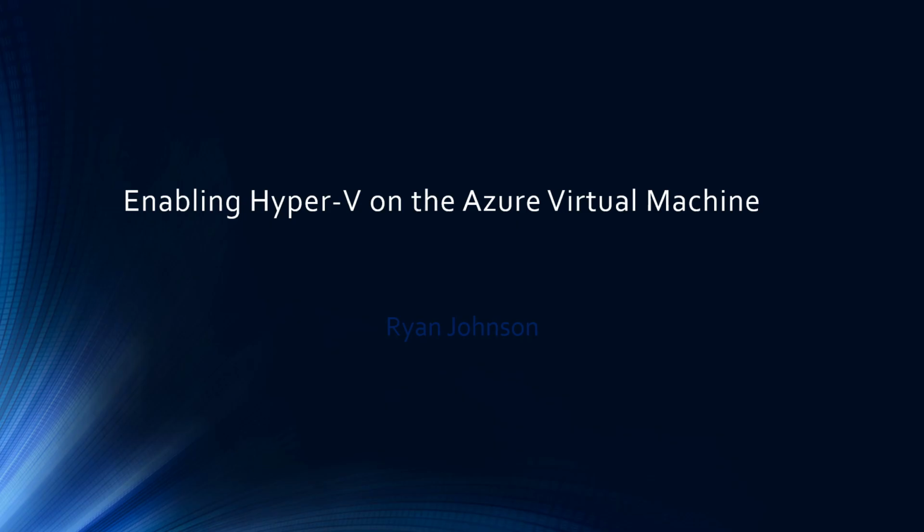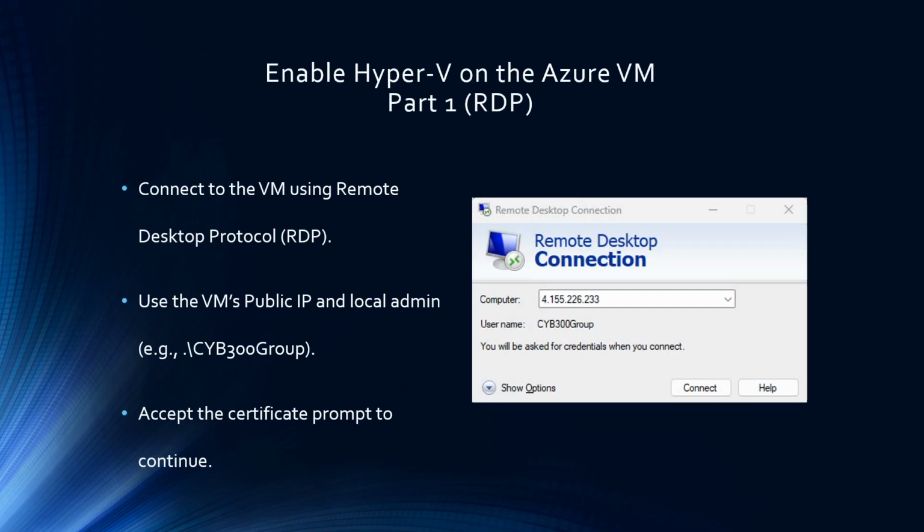We will now get into the process of enabling Hyper-V on the Azure virtual machine. Next, Ryan worked on enabling Hyper-V inside our virtual machine. He connected to the VM using Remote Desktop Protocol, or RDP, by entering the VM's public IP address and a local admin account. After verifying the connection, he accepted the security certificate to start the remote session.